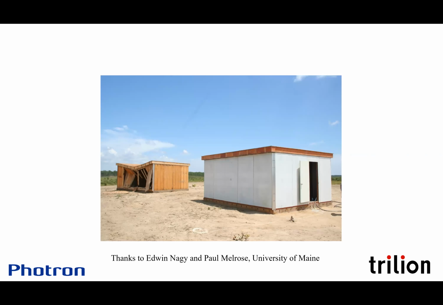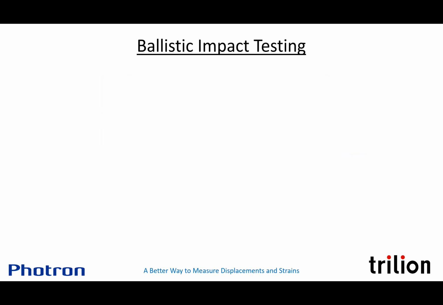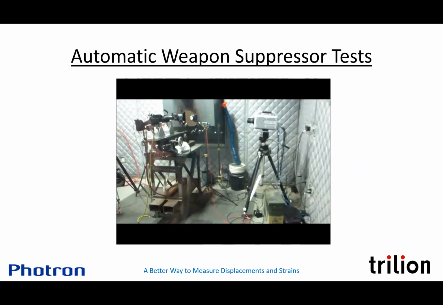This was an untreated building compared to a treated building. And of course, we had the Photrons in the good building. We want to take care of the cameras. Yeah, lots of ballistic impact testing. This is the old days of ballistics testing. This kind of go, no-go testing is kind of frowned upon these days. So it's good that we're able to do DIC and pull out quantitative data on test objects.